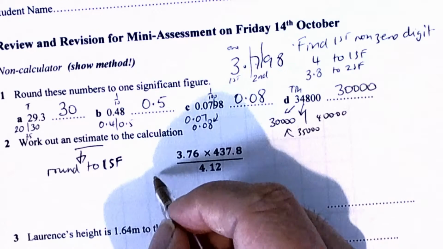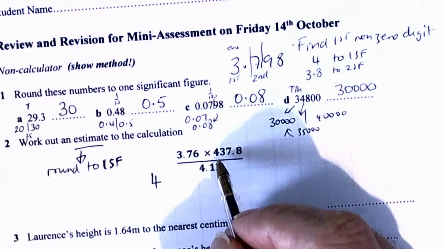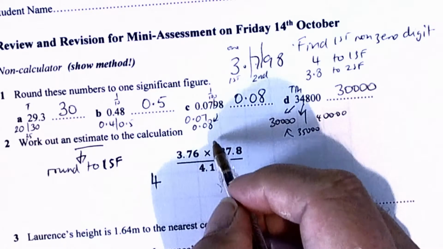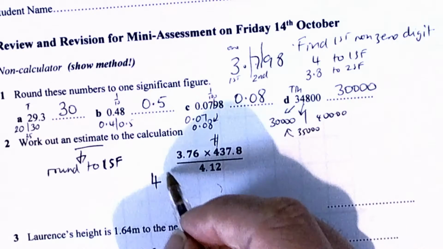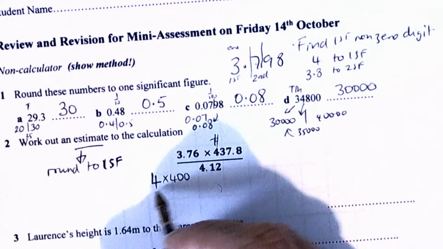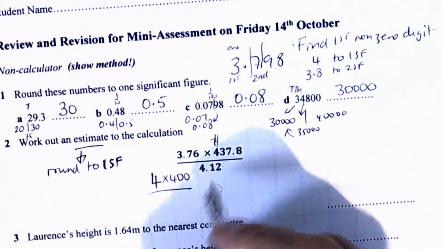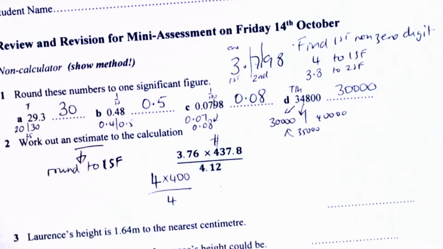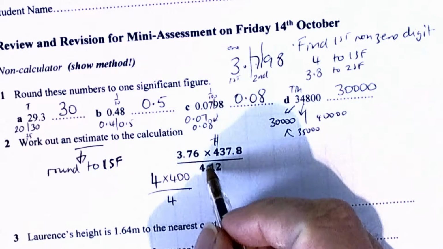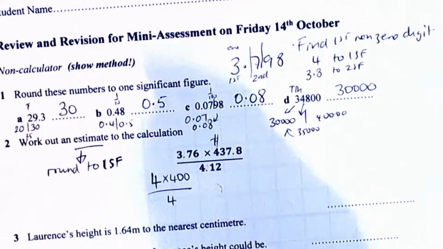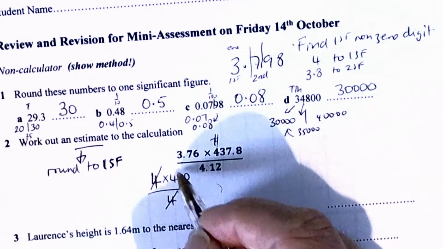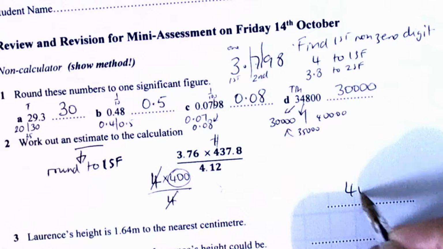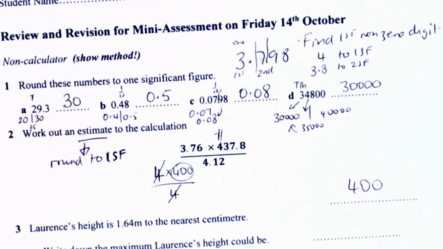So 3.76 to one significant figure is 4. 437.8 to one significant figure, well, the first non-zero digit is in the hundreds column, so this is 400 to the nearest hundred, and the 4.12 to the nearest unit, or the nearest one, is 4. So we can see from this question then that we've got 400 divided by 4, so we're left with 100. So our estimate will be 100.